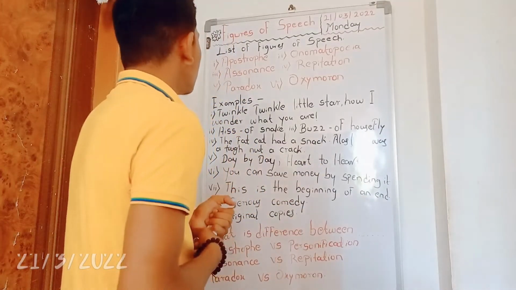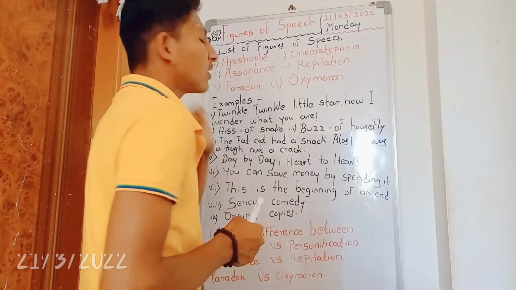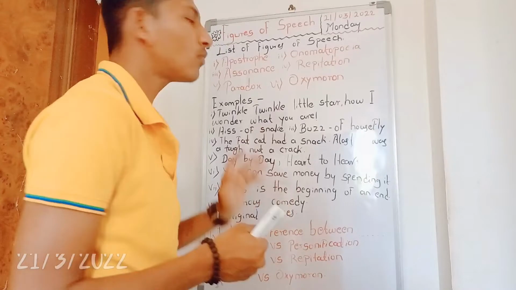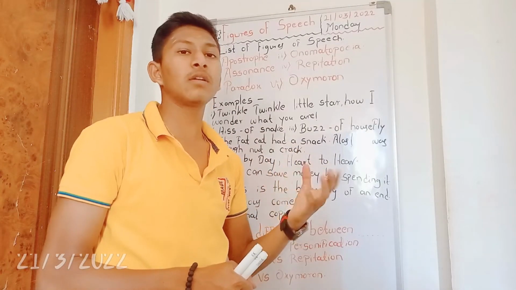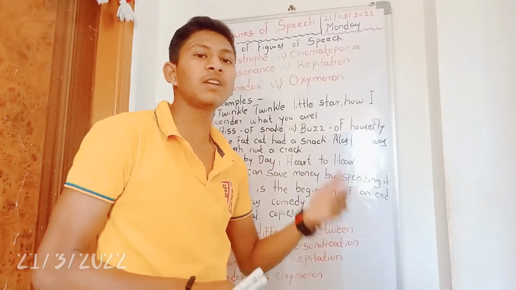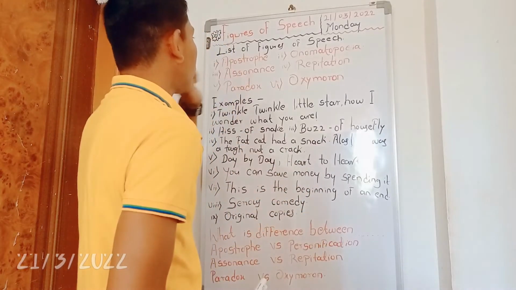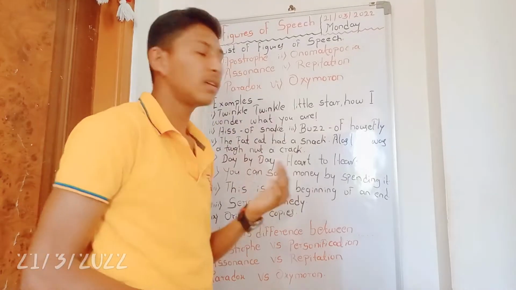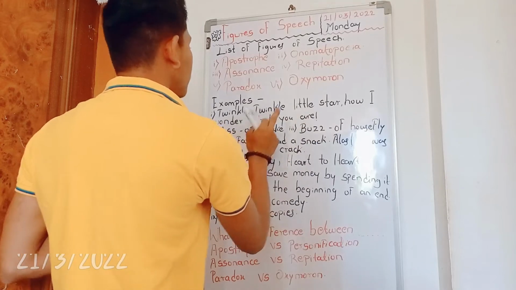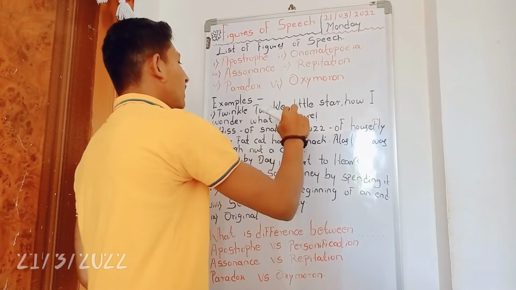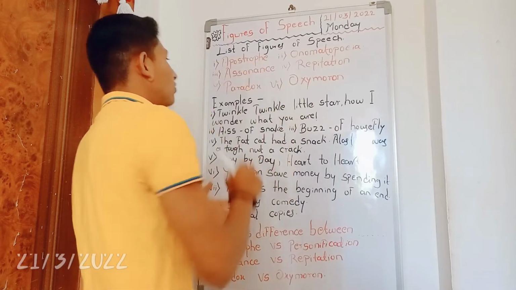Apostrophe is also similar to personification, but in personification we only observe giving human sense to non-human things. But here we are discussing apostrophe. In apostrophe we see examples like "Twinkle twinkle little star, how I wonder what you are." This is a very smart poem. These lines belong to apostrophe.